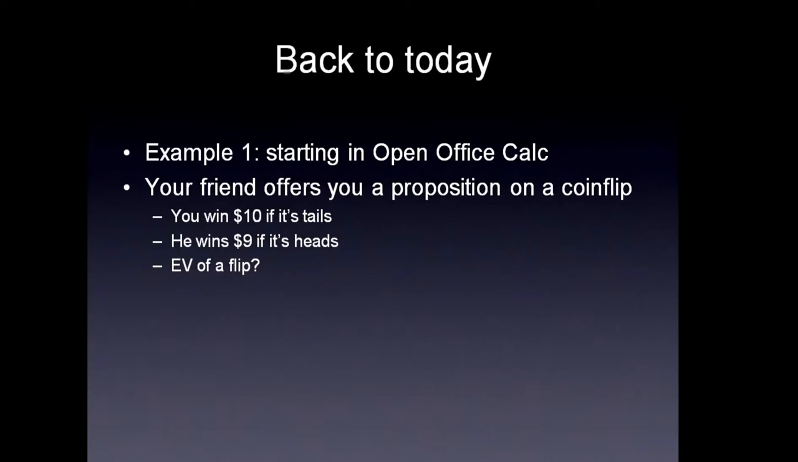So now we're going to start with today's work, which is going to be starting off in OpenOffice Calc. We're going to start with this very simple situation. Your friend offers you a flip. He'll give you $10 if it's tails. You're going to give him $9 if it's heads. What's the EV of the flip? And this is the type of thing we could do by just writing out an equation, on pen and paper. It's simple, but we're going to start with modeling the EV equation.